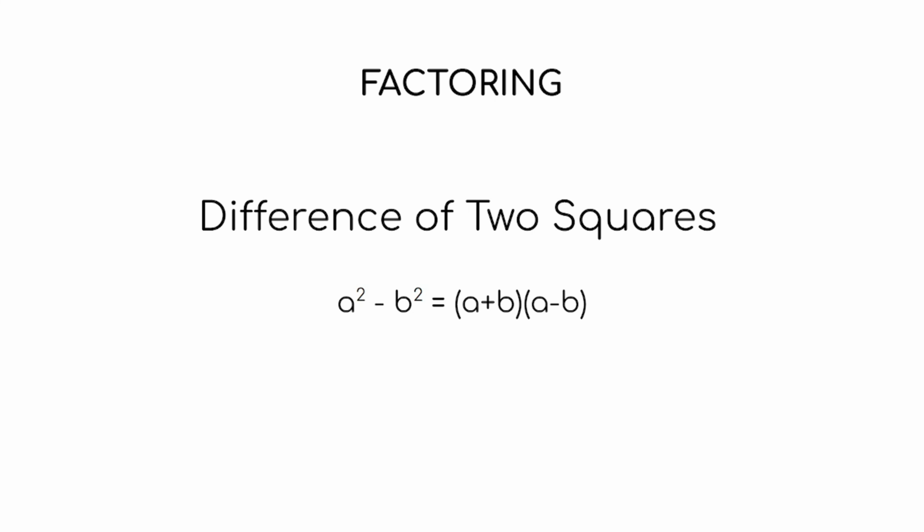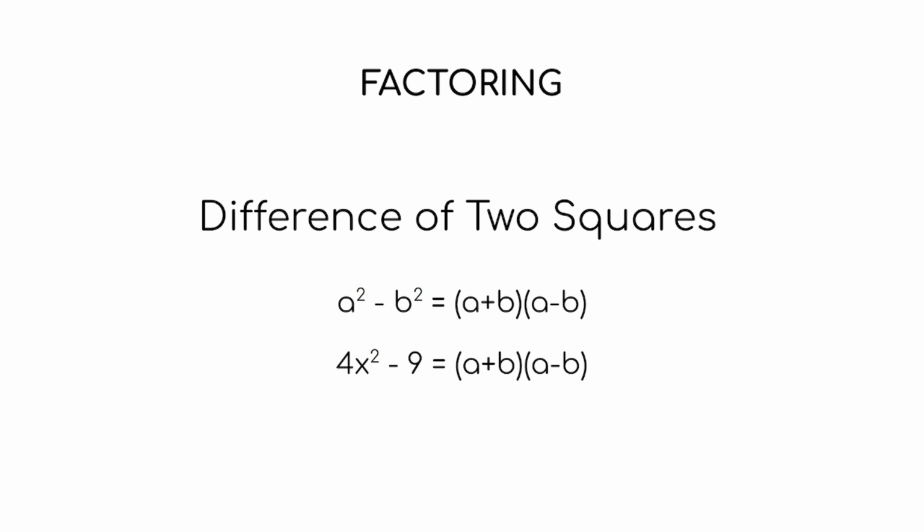For our next shortcut, we have difference of two squares. And this states that a squared minus b squared is equal to a plus b times a minus b. Here I have an example of 4x squared minus 9, which is the same as a squared minus b squared. And we know that's going to be equal to a plus b times a minus b.